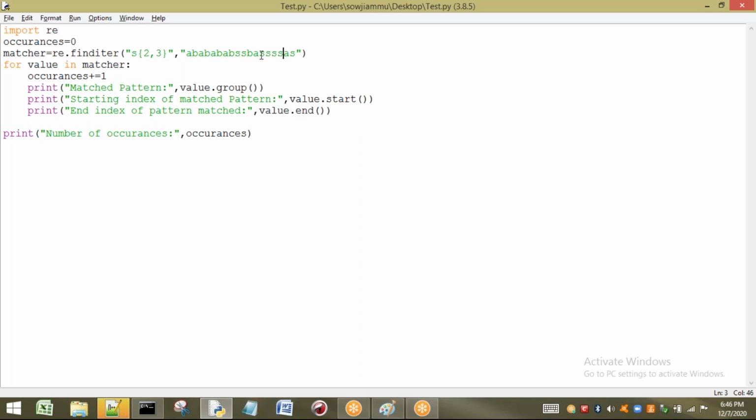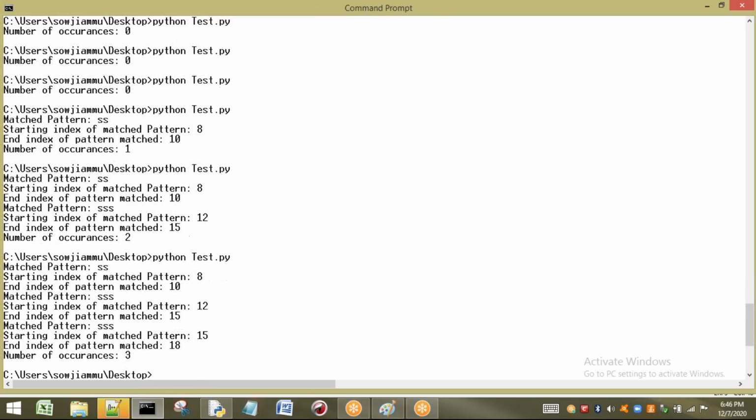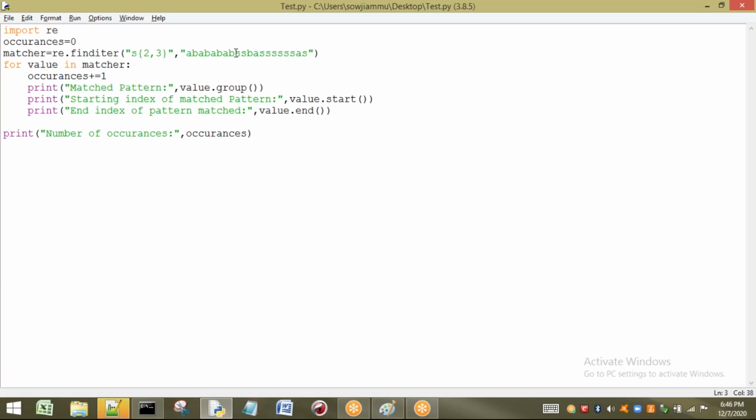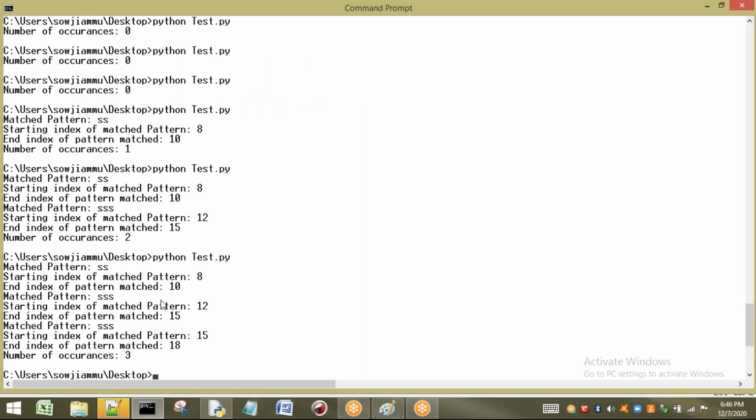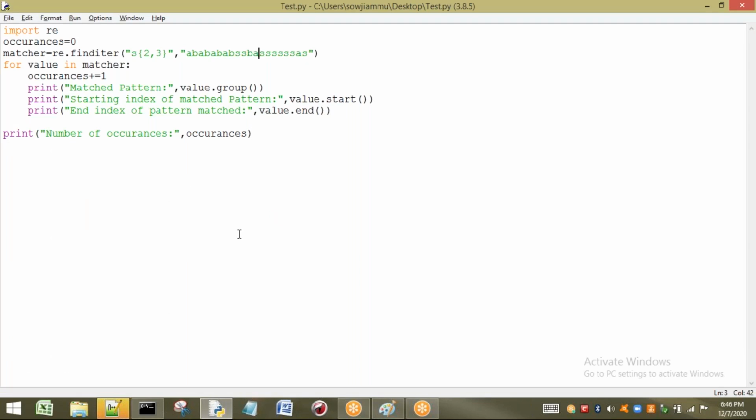Now observe. I will take 2 more. That means total 6 are there here. Observe, these 3 and these 3. Total 6 I am going to take. Now what is going to be considered? Observe. It is going to consider 8 to 10 as 1, because here 2 S's are there. And next it is going to consider at least 2, but at most 3 can be there. So it is going to consider this 3 as 1 and this 3 as 1 more.